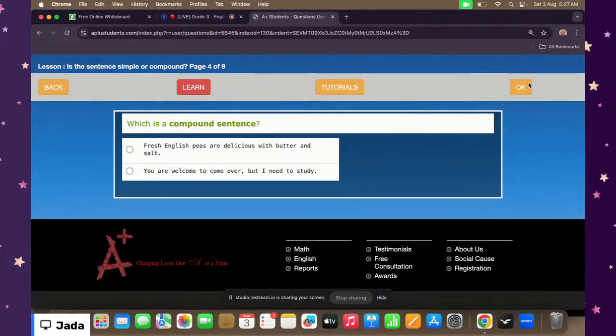Fresh English peas are delicious with butter and salt. You're welcome to come over, but I need to study. Which is a compound sentence here? What is the compound sentence?